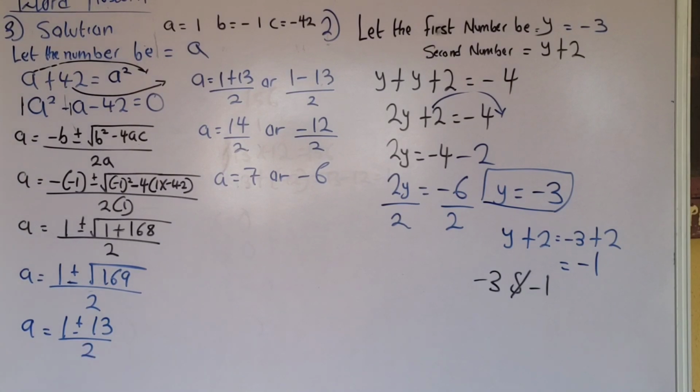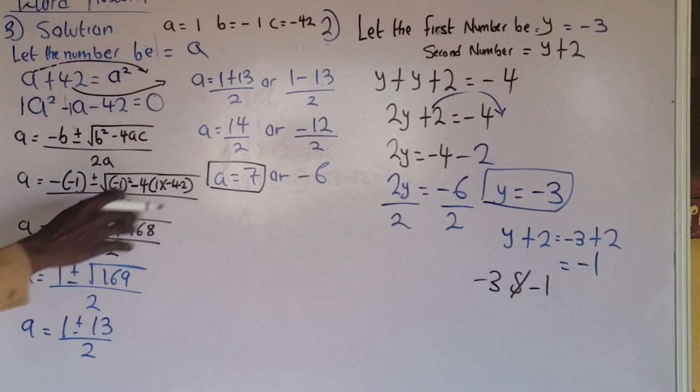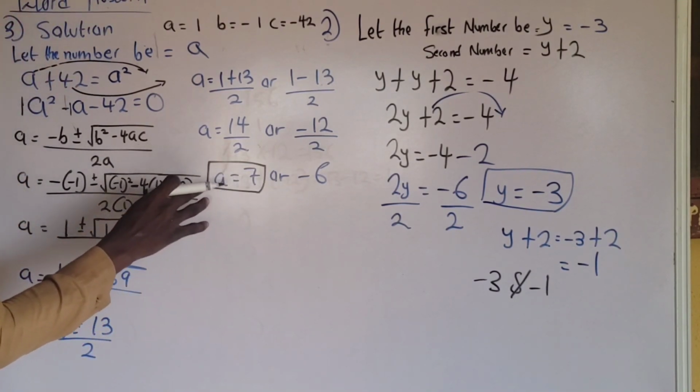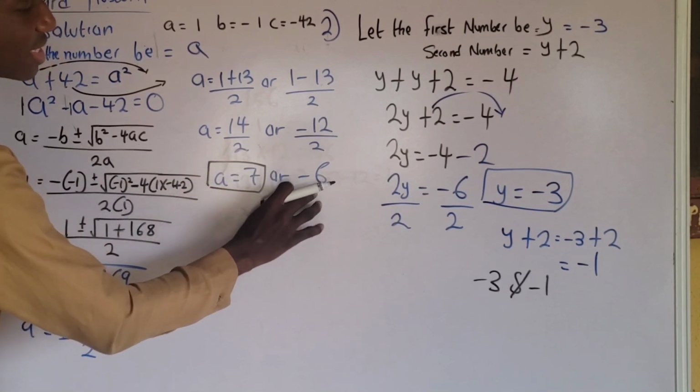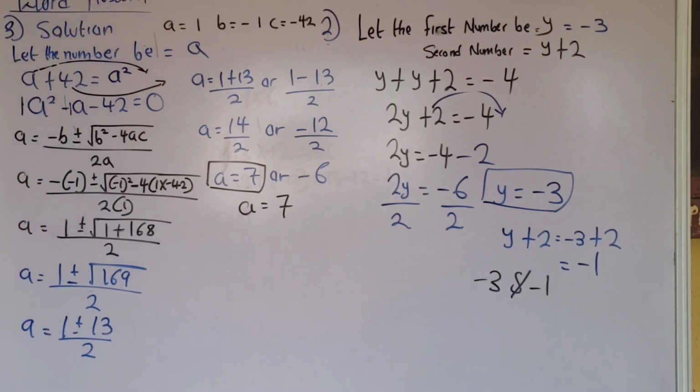Please kindly pay attention. Let's go back to the question. Adding 42 to a given positive number gives the same result as squaring the number. If you look at the question, we are given that the number is positive, so we are going to pick the positive a. We have negative a and positive a. The positive a is 7, and the negative a is negative 6. So a is equal to 7, which is the number, because we are given in the question that the number is positive. So a is equal to 7, which is the answer.